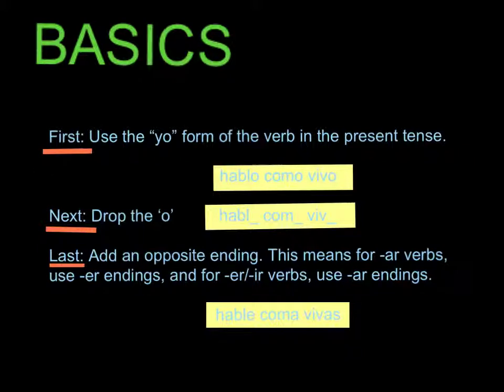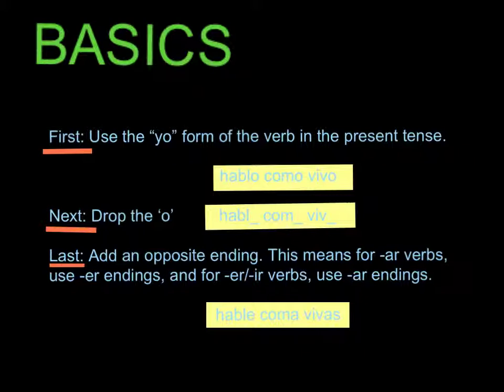Para conjugar los verbos básicos en el subjuntivo, siga estos pasos. Primero, use the yo form of the verb in the present tense. Hablo, como, vivo. Next, drop the o. So drop the o in hablo, como, and vivo. Lastly, add an opposite ending. This means for the AR verbs, you use ER endings, and for ER/IR verbs, you use AR endings.